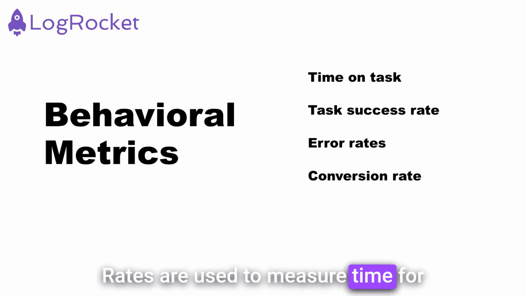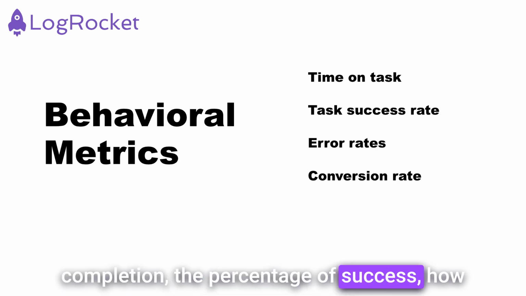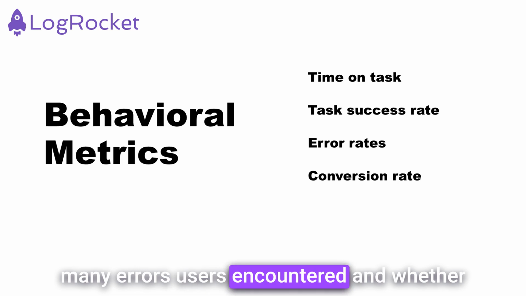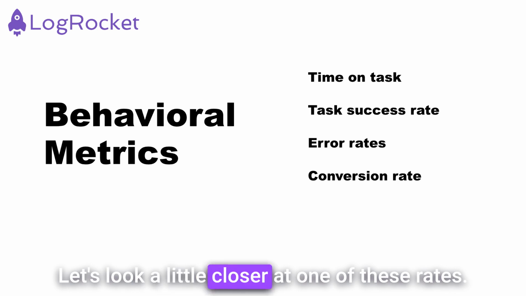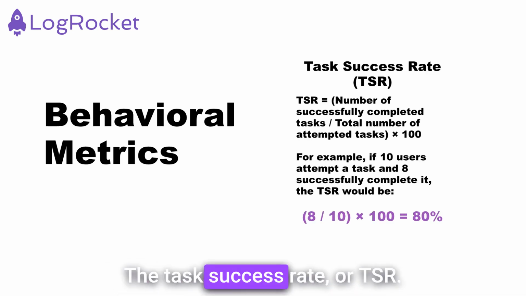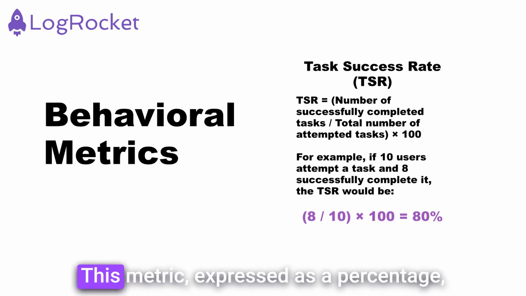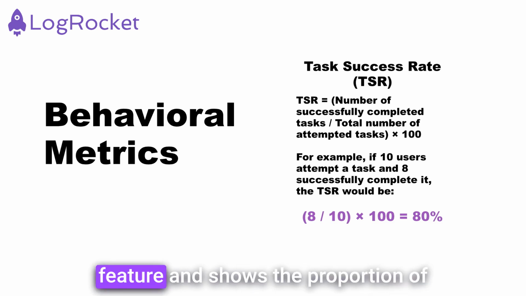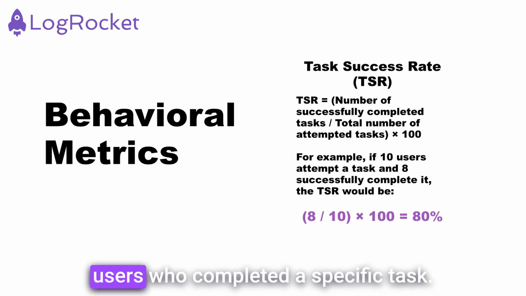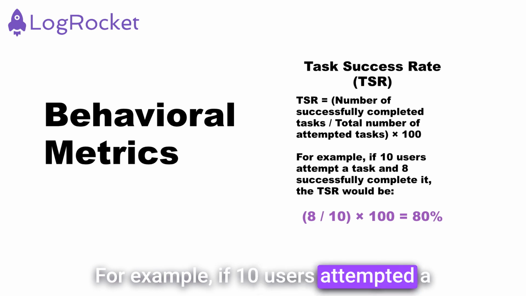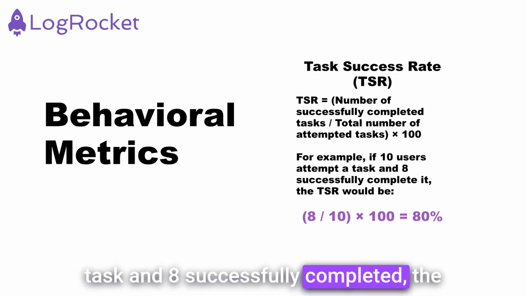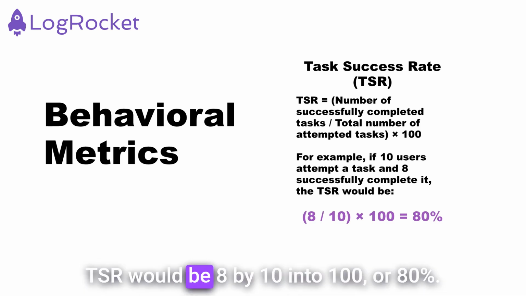Rates are used to measure time for completion, the percentage of success, how many errors users encountered, and whether visitors can be converted into customers. Let's look a little closer at one of these rates, the task success rate or TSR. This metric, expressed as a percentage, measures the effectiveness of a feature and shows the proportion of users who completed a specific task. For example, if 10 users attempted a task and 8 successfully completed, the TSR would be 8 by 10 into 100 or 80%.